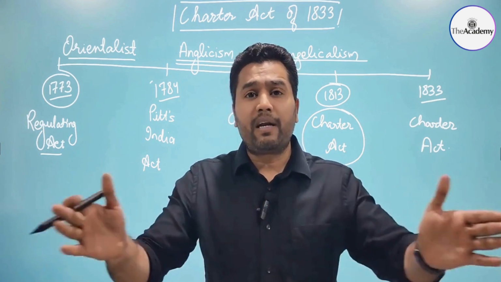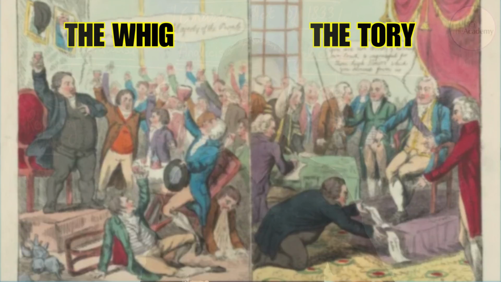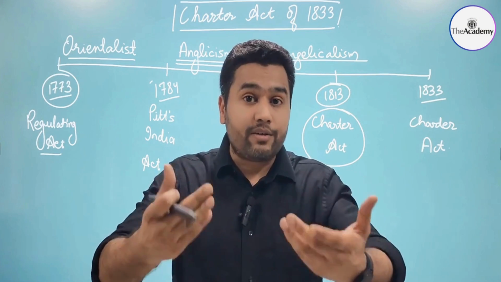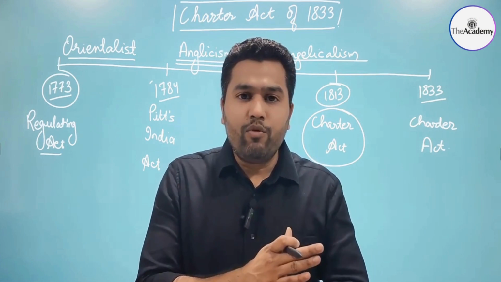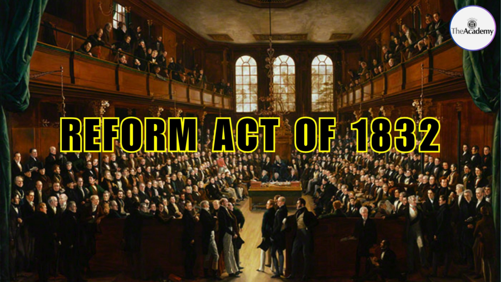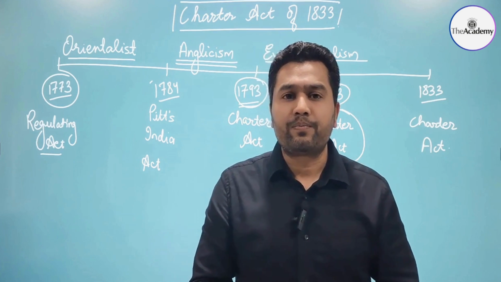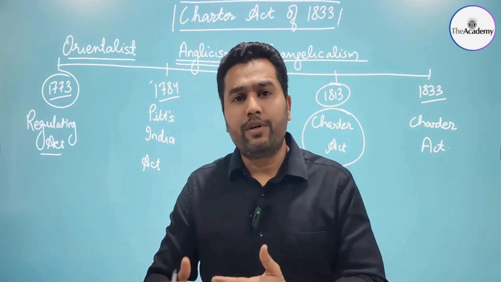The entire English Parliament was divided between the Whigs and the Tories. The Tories were conservative, they were resistant towards reforms, and the Whigs were liberals who wanted reforms. And this movement in the 1820s ultimately found expression in the form of the Reform Act of 1832. Via the Reform Act of 1832, there were reforms that were introduced in England.